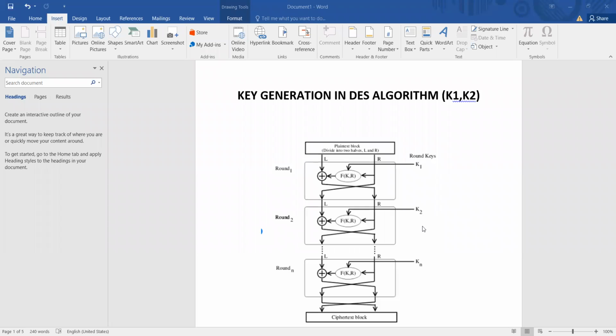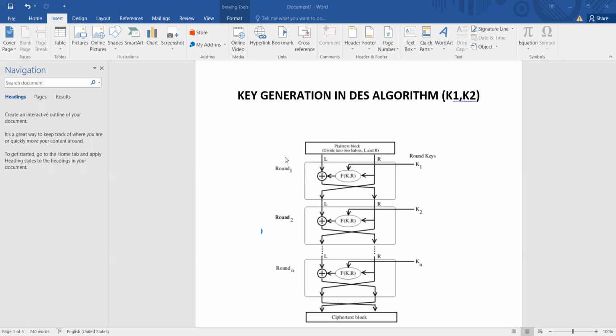Good evening. Today I'm going to explain the key generation in DES algorithm. As we have learned, DES is a symmetric approach where it uses the same key for encryption and decryption on both the sender and the receiver side, where the same key converts the plain text into the cipher text.